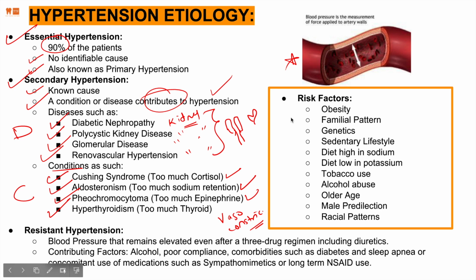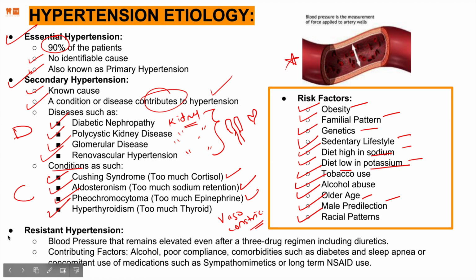The risk factors for hypertension, which are either modifiable or non-modifiable, are obesity, familial pattern, genetics, sedentary lifestyle, diet high in sodium, diet low in potassium, tobacco use, alcohol abuse, older age, male, and racial patterns. So all of these comprise both modifiable, such as obesity or sedentary lifestyle or diet, whereas familial patterns and genetics are not modifiable. Age is not modifiable. Gender is not modifiable.